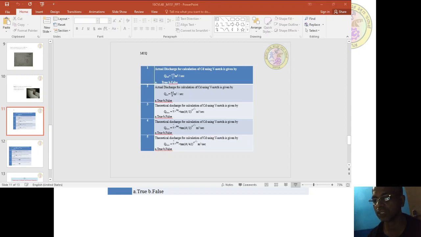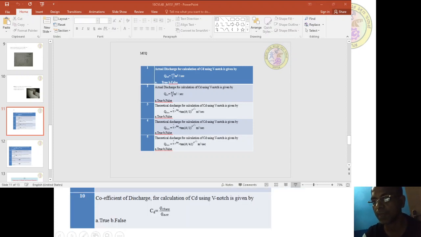Similarly, the fifth question: the theoretical discharge formula is given with 8 by 15 and 2g, tan whole to the power of 4 by 2. Therefore it is wrong, the answer is false, B. Sixth question: here 8 by 15, 2g and tan whole to the power are correct, but H by 2 to the power 6 by 2 is given, therefore B, it is false.